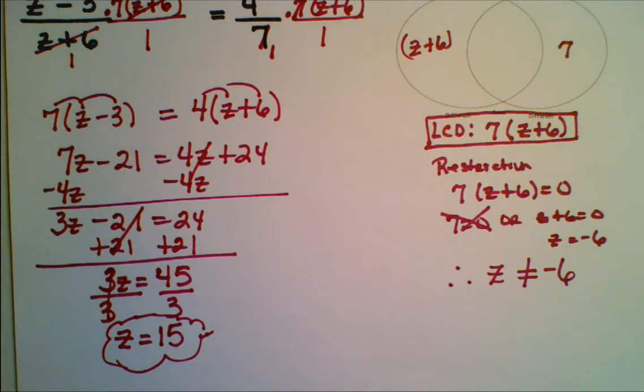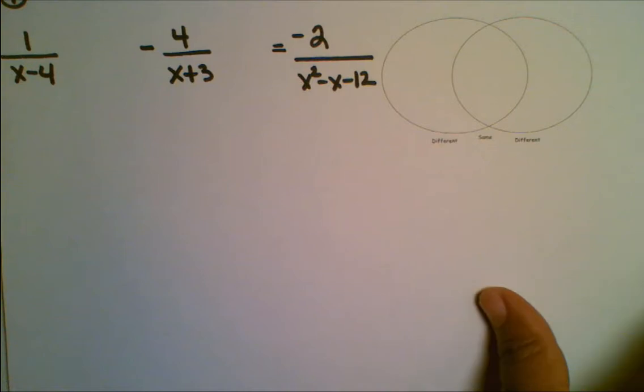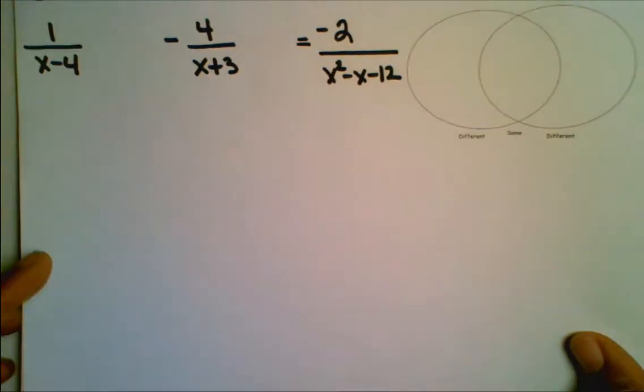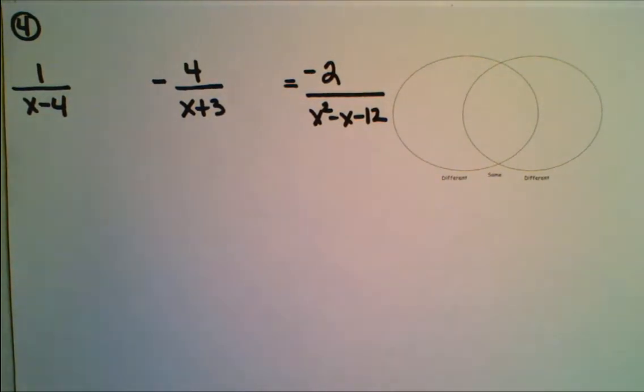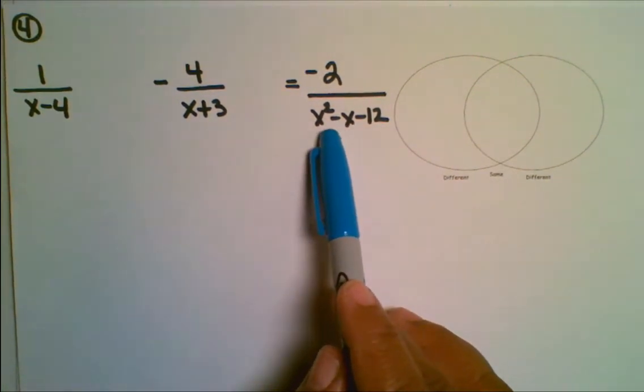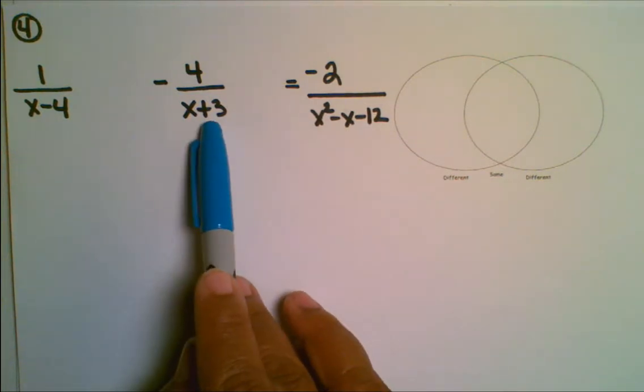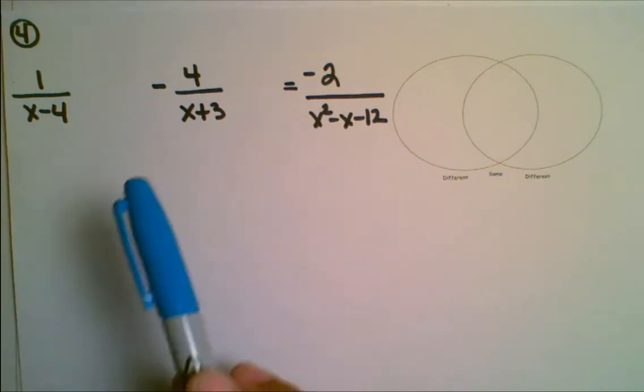Our next example, number 4. 1 over (x minus 4) minus 4 over (x plus 3) is equal to negative 2 over (x squared minus x minus 12). What do you think the LCD would be for this question? Remember, this trinomial will have to be factored, and the factors are here, x minus 4 and x plus 3. So that would be your LCD.